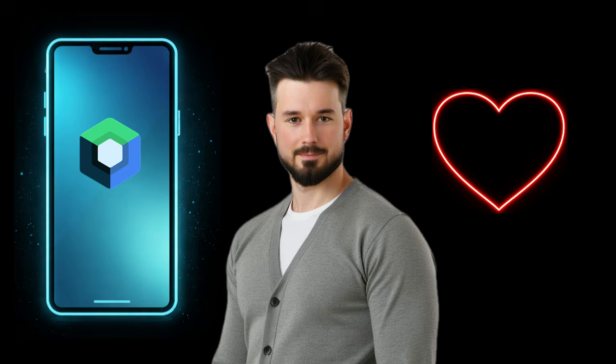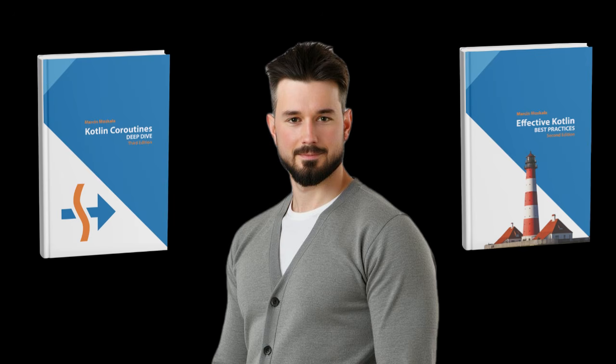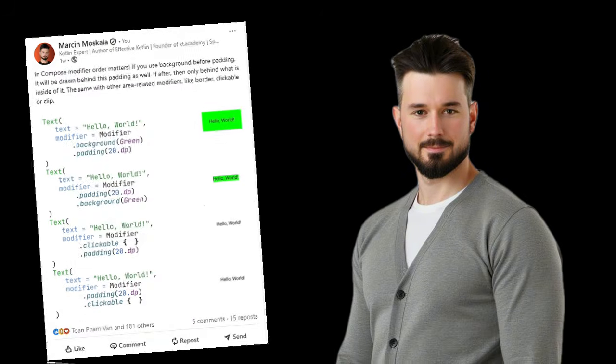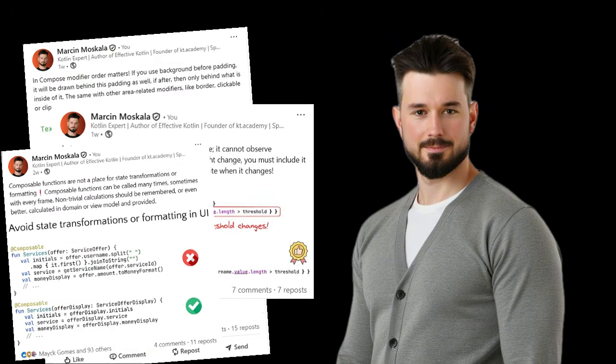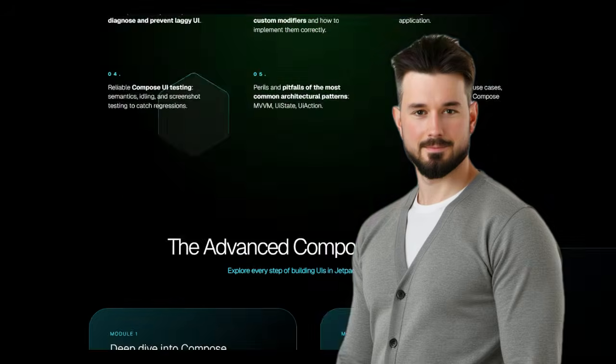I have observed and used Compose since its early days, but about 2 years ago, I started writing about it and teaching it. I haven't yet published a book on Compose, as I have published books on coroutines and Kotlin. I post on social media about using Compose well. I also include many useful hints in the kt.academy mailing, and I organize 2 cohort courses on Compose.